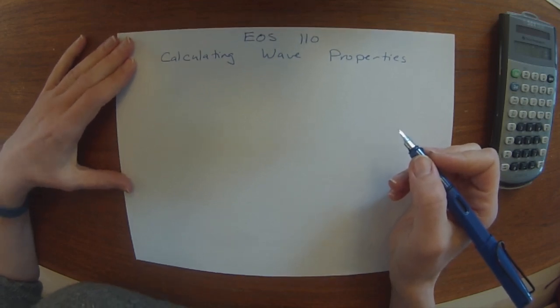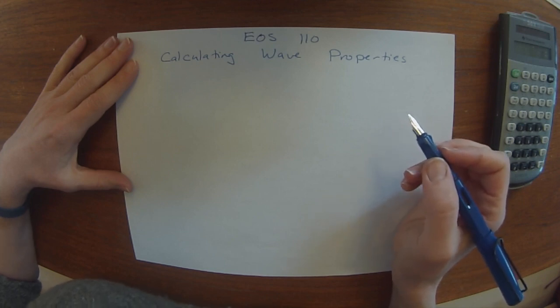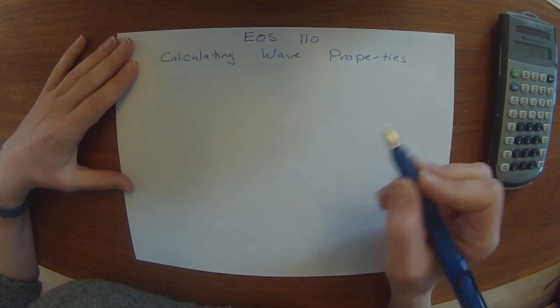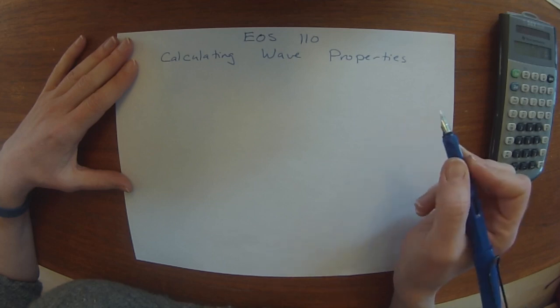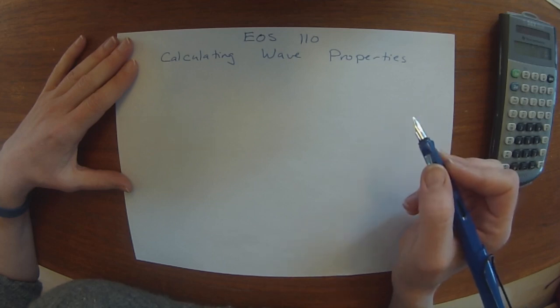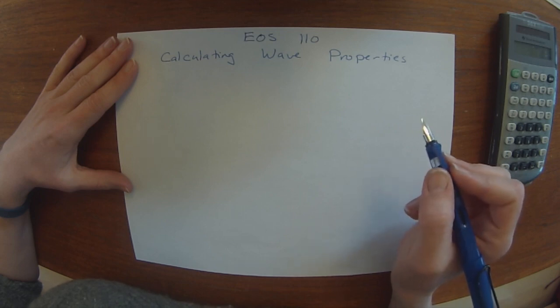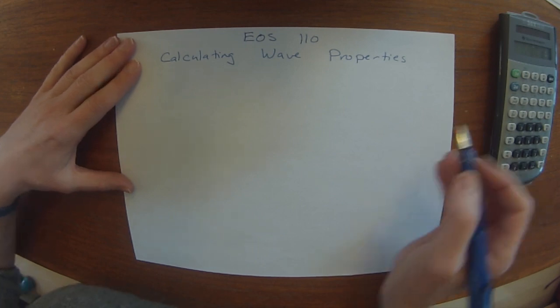Hello, EOS 110. This is a tutorial about calculating different properties of a wave. We learned in class that a number of properties of the wave, such as its speed, wavelength, and period, are related to each other. Sometimes those relationships hold in all circumstances, and at other times they only hold for particular situations. Let's start out with the equation that always applies.